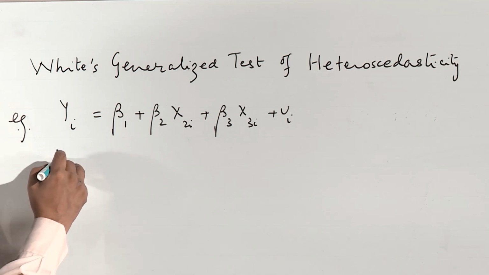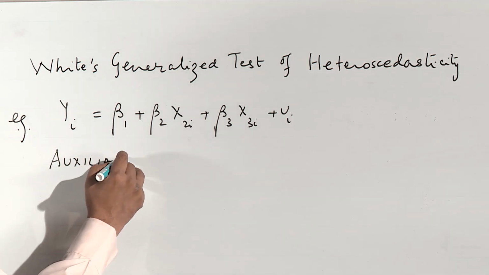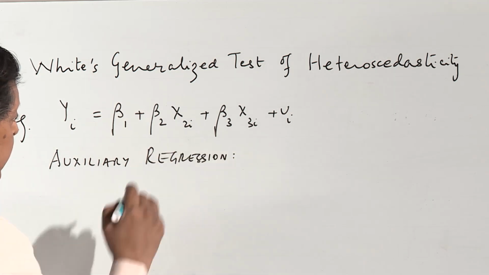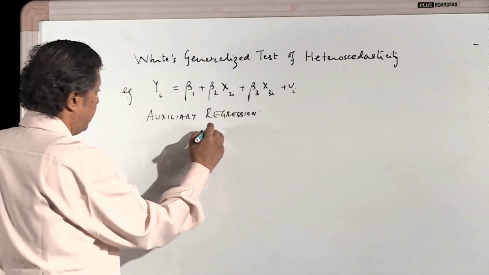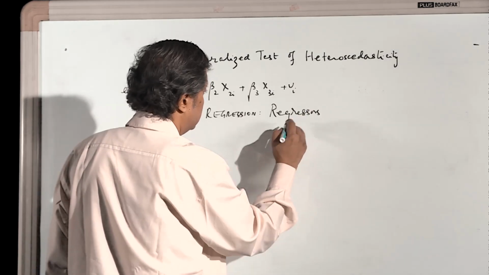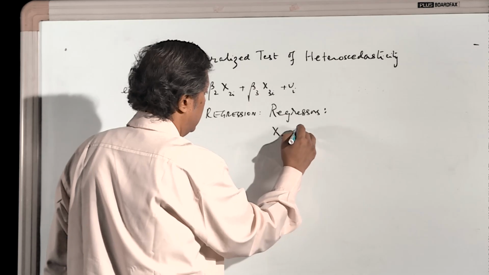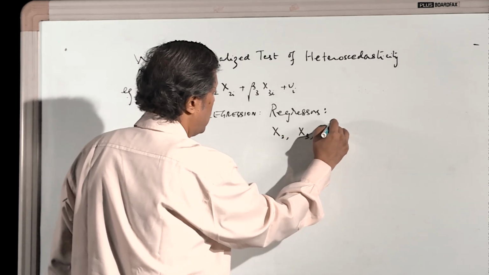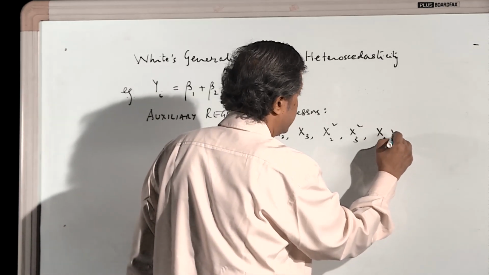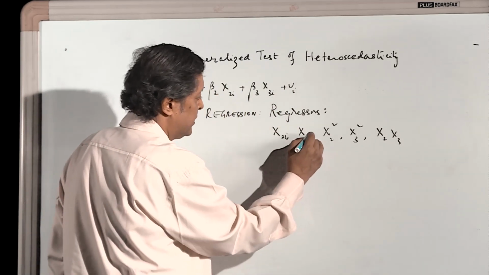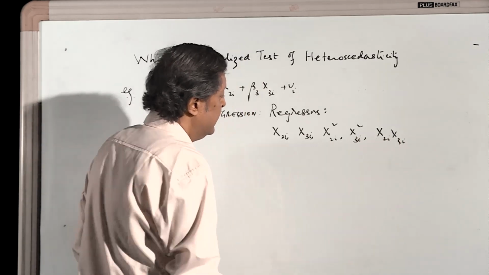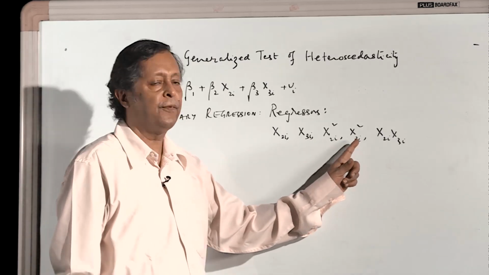So, in the auxiliary regression, the regressors are x2, x3, x2 square, x3 square and x2, x3. So, that will be x2i, x3i, x2i square, x3i square and x2i x3i. This is like saying Z2, Z3, Z4, Z5.